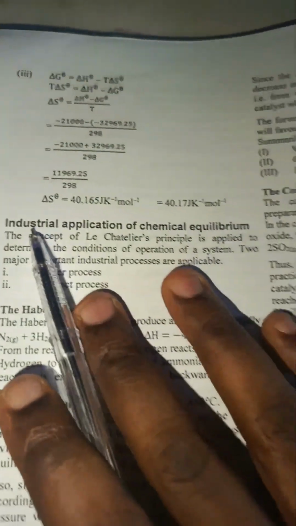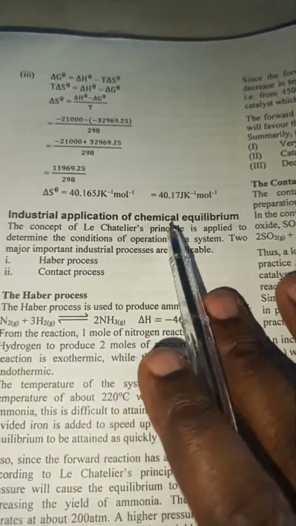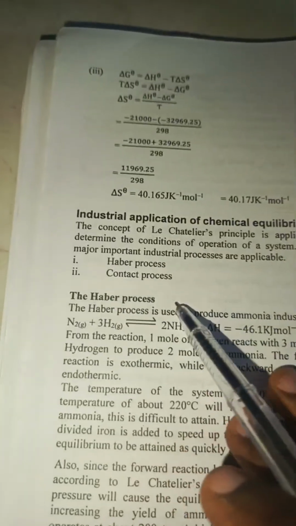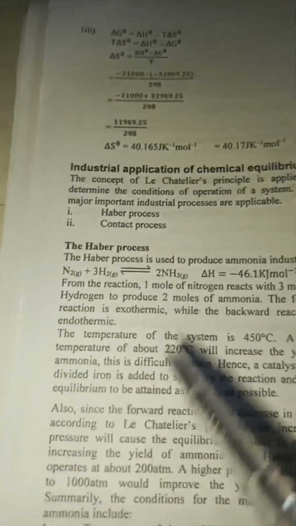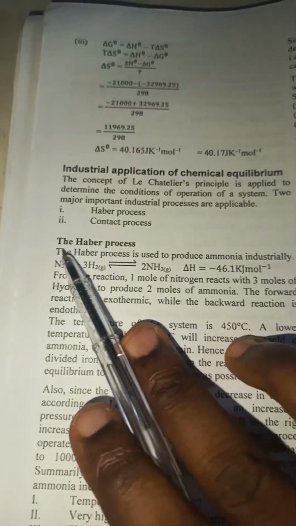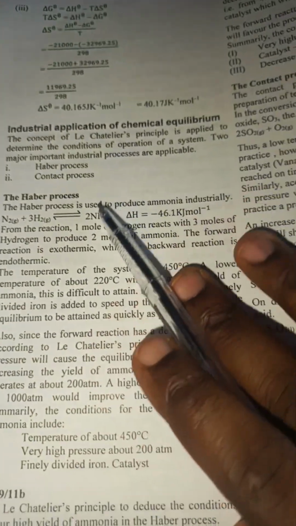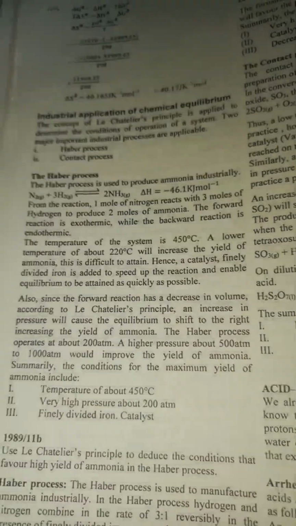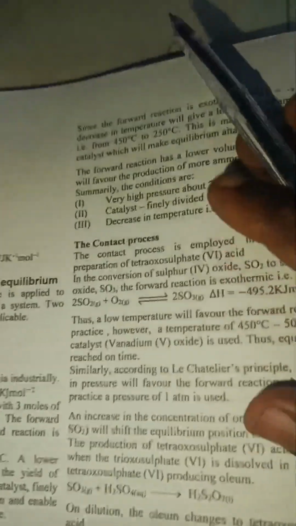So if you look at this very well, we still have some other things that we have to go through, and I would like to speak them one after the other. Now look at this. This is the industrial application of chemical equilibrium. I will give you that also. I will give you the PDF format of this so that you can read it. The Haber process. You can go through that one.